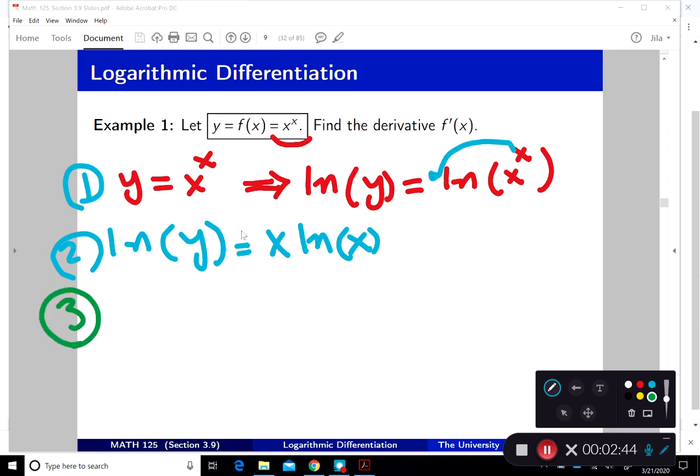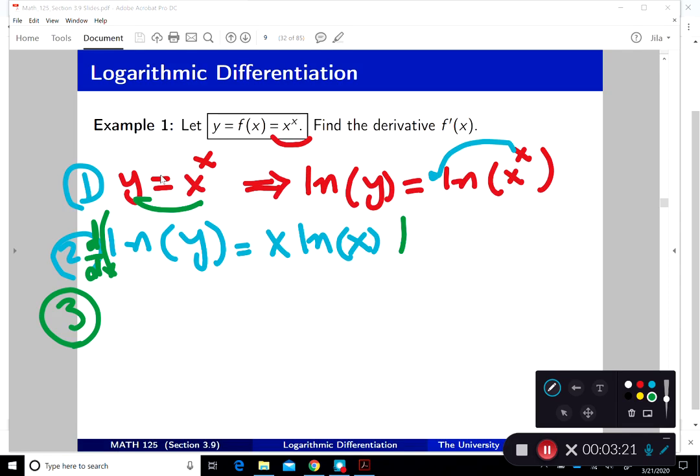usually taking the derivative of both sides of this equation. So step 1 was taking the logarithm. Step 2 was simplifying it. Step 3 is taking the derivative of both sides. And so, taking the derivative of natural log of y, hold on, y is a function of x, and I can see it right here. It's actually x to the power x. But I don't know the derivative of y.